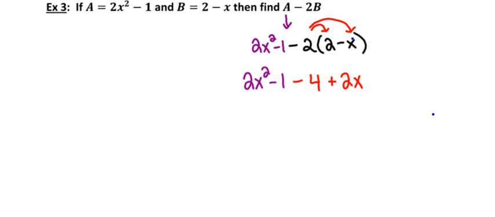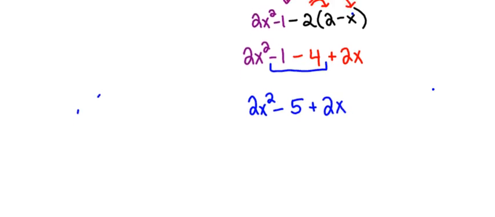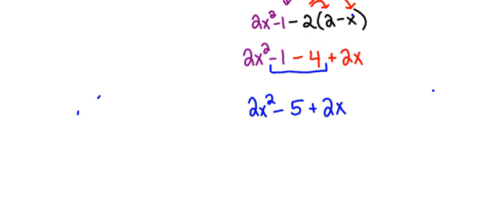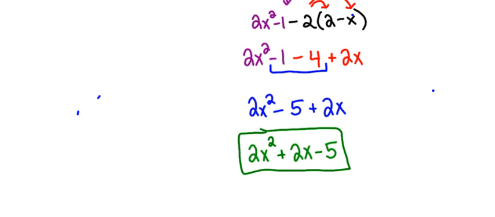And again, now I'm going to go ahead and combine like terms. So I've got my 2x squared. My minus 1 and my minus 4 will combine to make minus 5 plus 2x. But I want to write all of my polynomials in standard form. So I'm going to spin things around a little bit. I want to write my biggest exponent first so that 2x to the second comes first. I want to put my 2x second and then save those constants, those terms that don't have any x's attached to them, for last. So I end up with 2x squared plus 2x subtract 5.